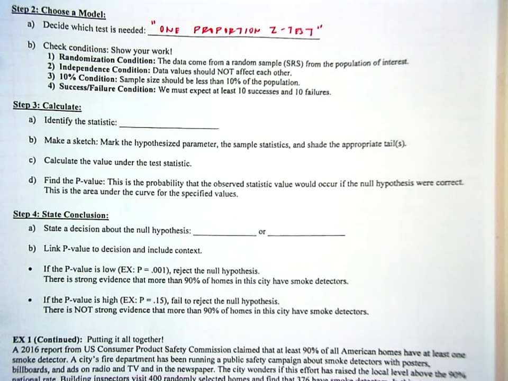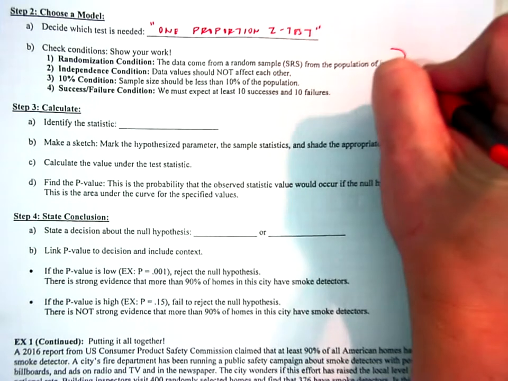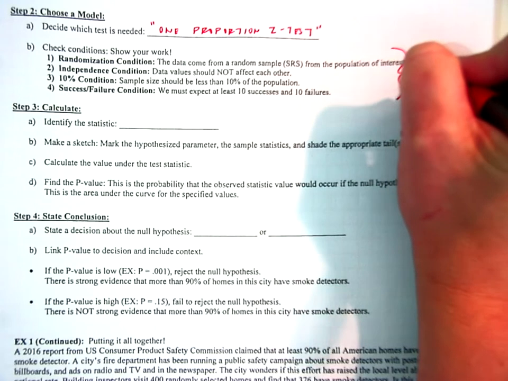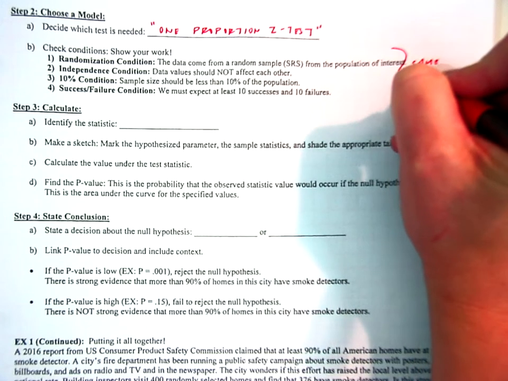Okay, independence, right? Our data values should not impact each other. 10% condition, right? Our sample size should be less than 10% of the population. And then success failure, we must expect at least 10 successes and at least 10 failures. So here, just a reminder that this is really the same conditions as with confidence intervals.